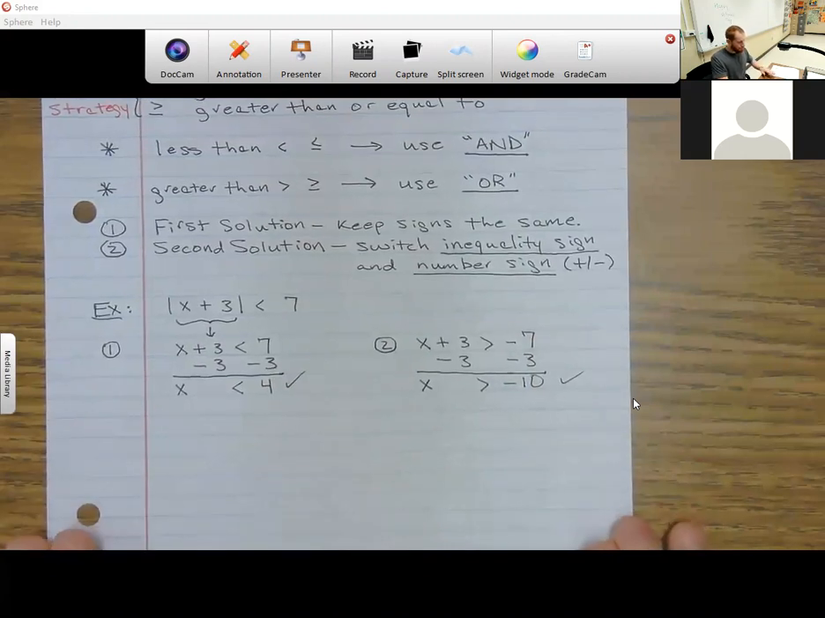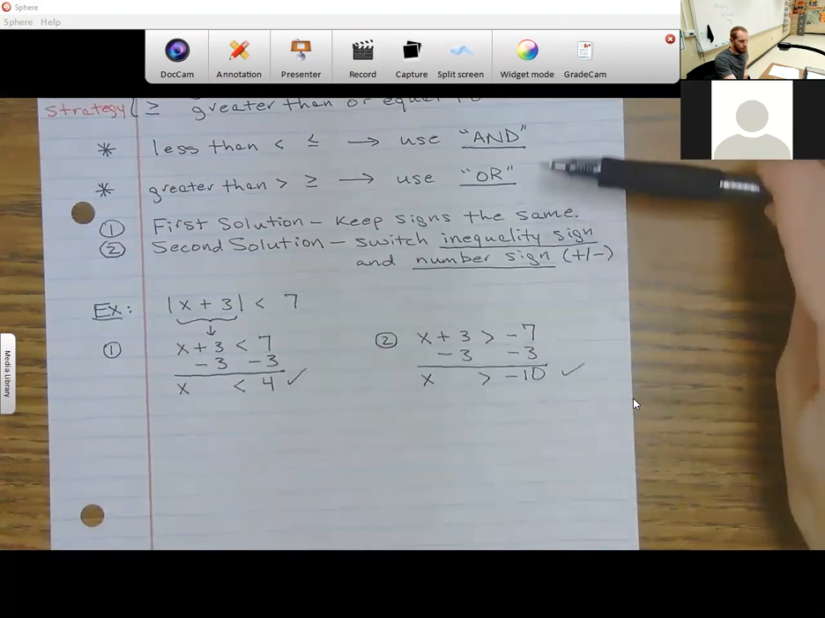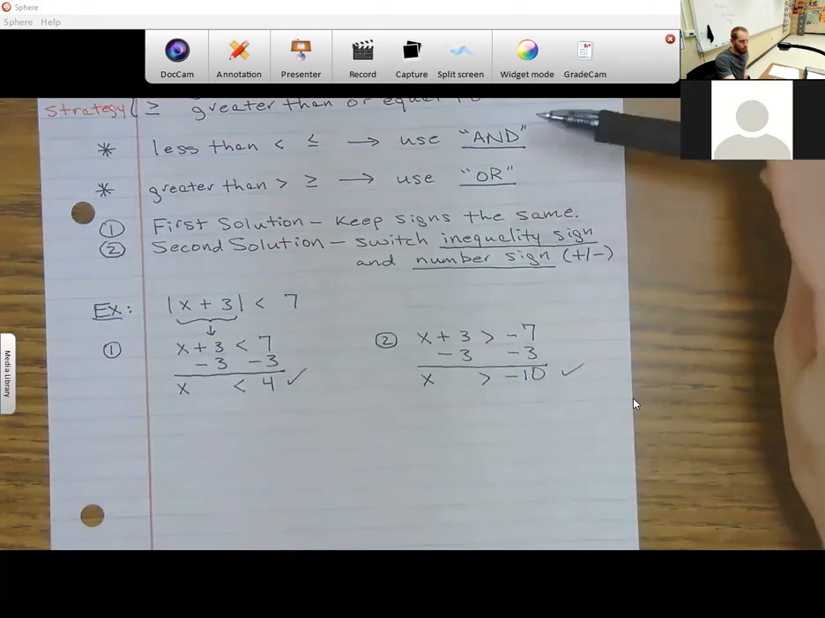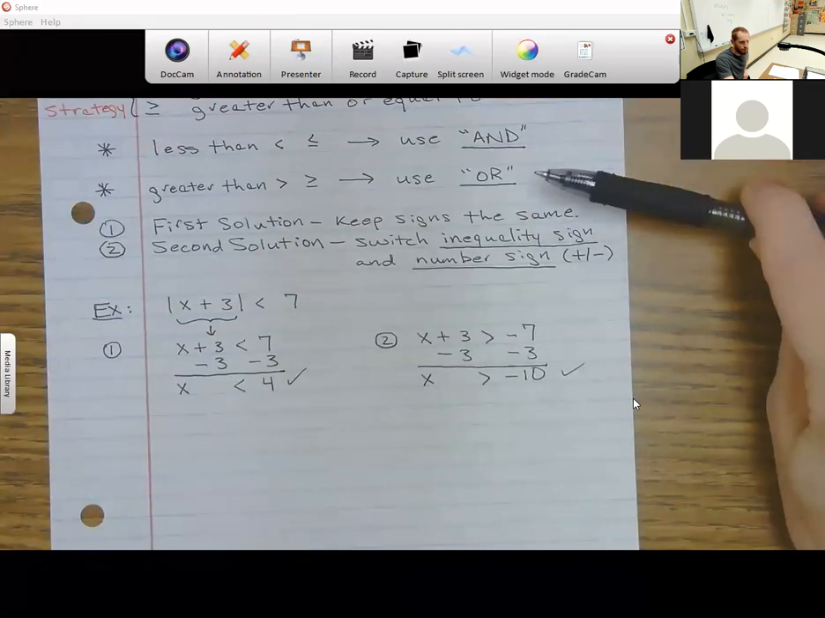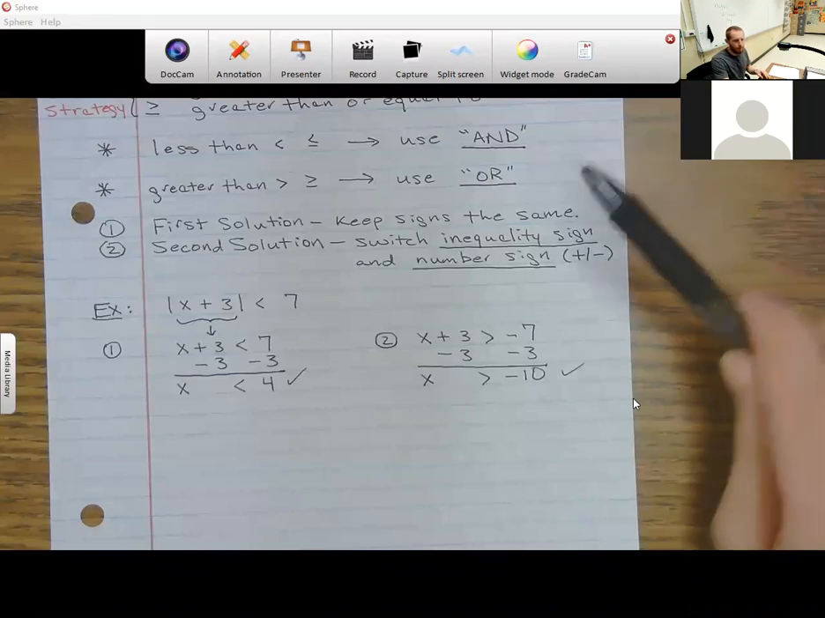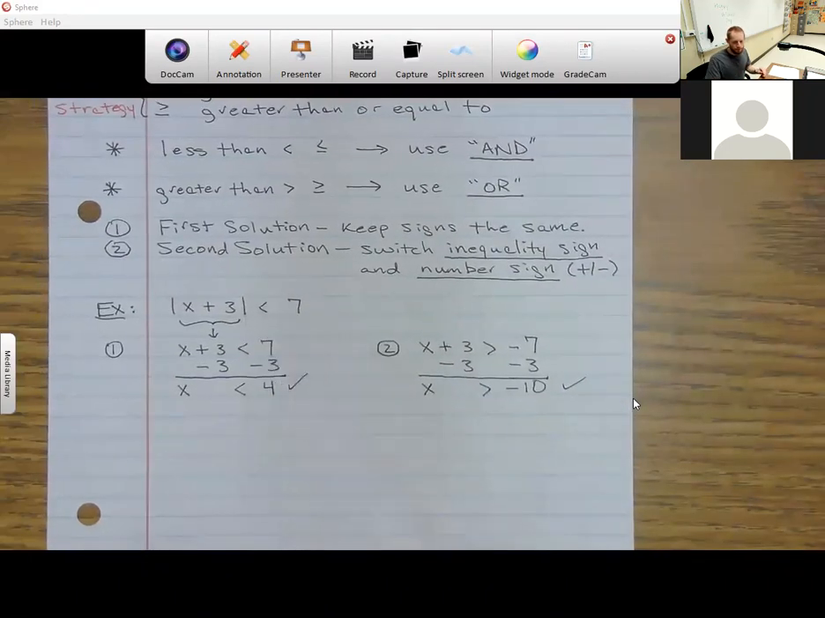Okay. So my first solution is x is less than 4. And my second solution is x is greater than negative 10. Okay? Now, remember when we talked about the "and" and the "or" up here? So look up here. See where my pen is? Look up here. Remember when we did those stars and we said less than we use "and", greater than we use "or"? Well, what did we start off with in the problem?